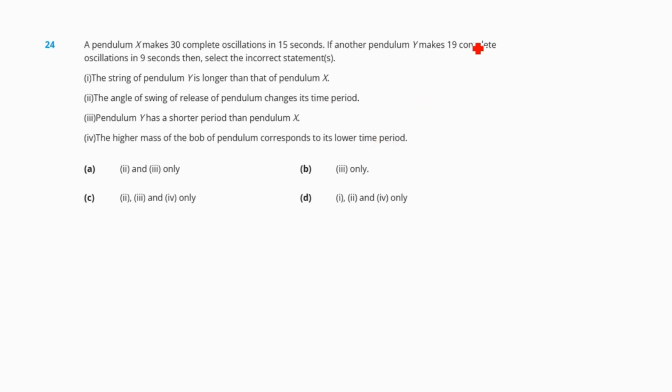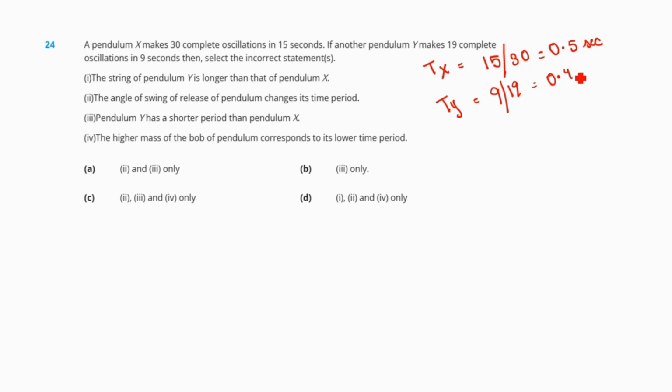So let us first understand the time period of the pendulum. First, the time period of pendulum X, I'll just write Tx here. In 15 seconds, it is doing 30 oscillations. So it is taking 0.5 seconds to complete one oscillation. And for Y, the time period for Y, it is taking 9 seconds to complete 19 oscillations.